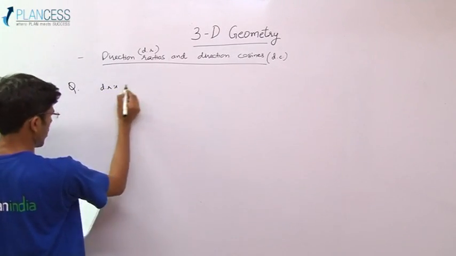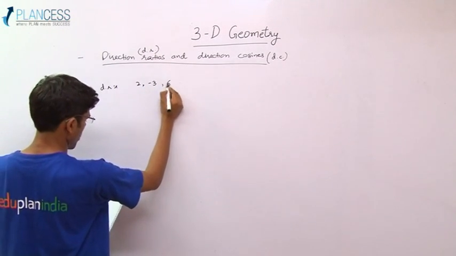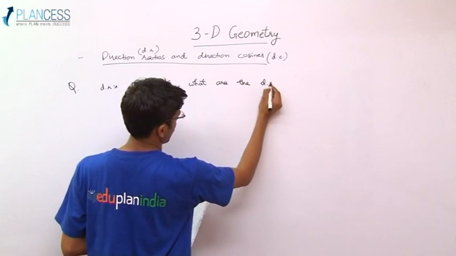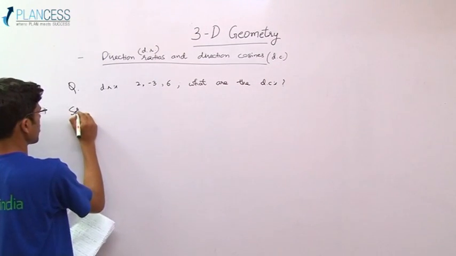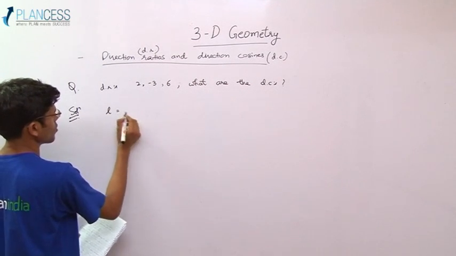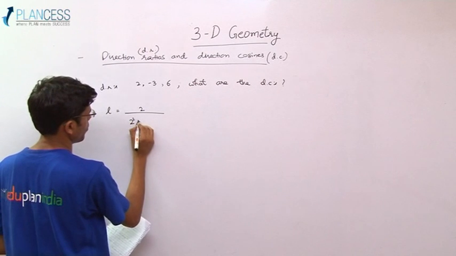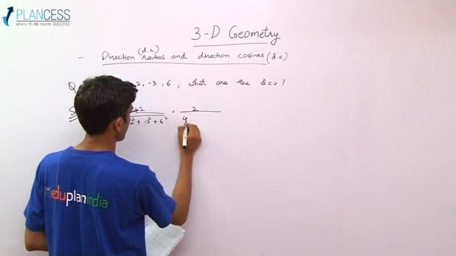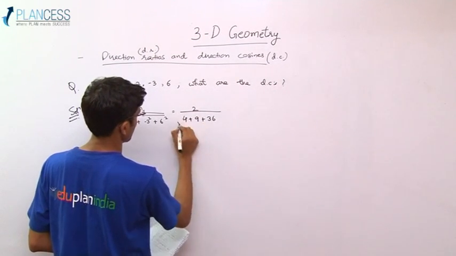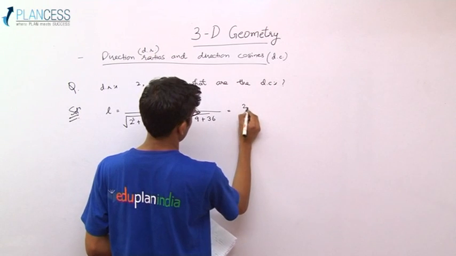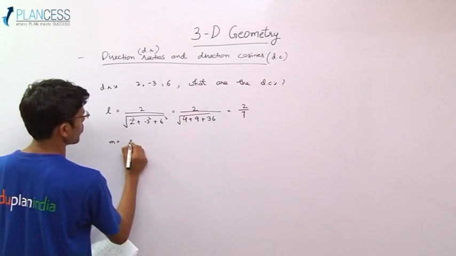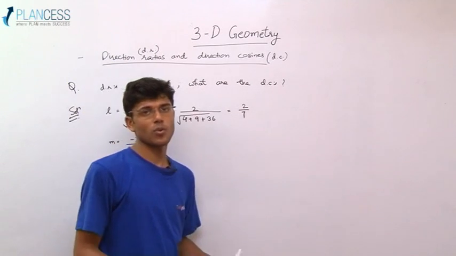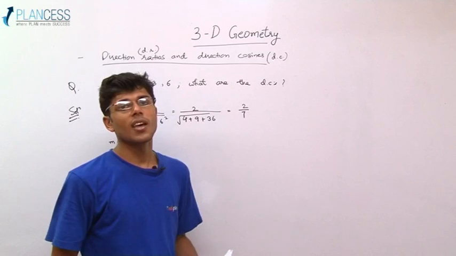Direction ratios are given as 2, minus 3, 6. We have to find the direction cosines. So it is very easy. We have already learned this. Say direction cosines are l, m, n. So l was 2 upon square root of 2 square plus minus 3 square plus 6 square, which is 2 upon square root of 4 plus 9 plus 36, which is 49, that is 2 upon 7. Similarly, m is minus 3 upon 7 and n is 6 upon 7. We can easily see that l square plus m square plus n square is equal to 1, which is a very important property and which differentiates direction cosines and direction ratios.